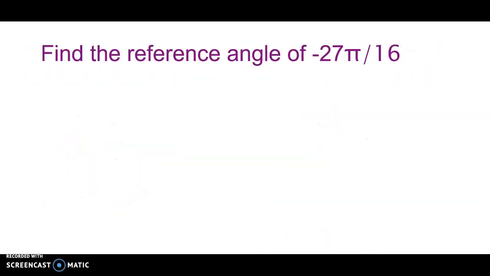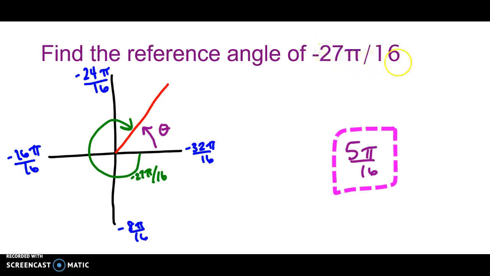Last example. It says find the reference angle of negative 27 pi over 16. Go ahead, put me on pause. I'm looking for a negative 27 pi over 16. So I wanted to figure out first, where does that fall on my quadrants? Well, it's found in quadrant 1. I knew that because it would be between negative 24 pi over 16 and negative 30 pi over 16, which helped me figure out that my reference angle here would be 5 pi over 16.